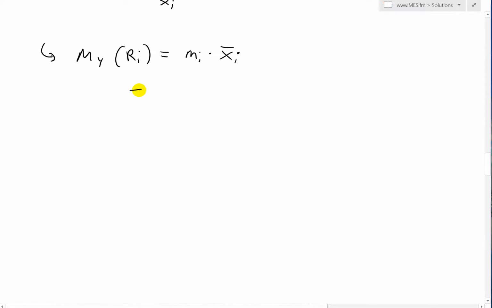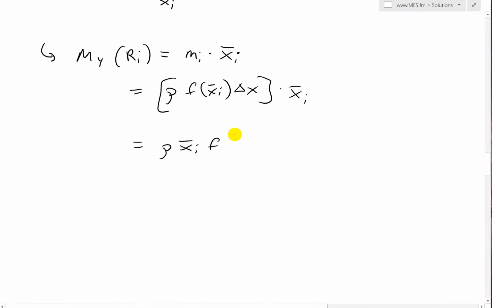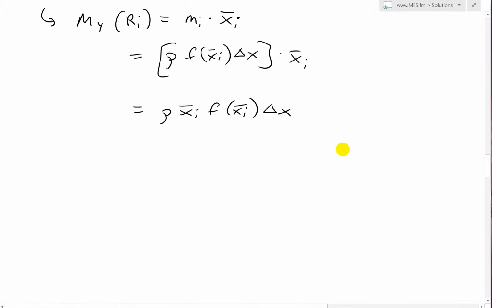And this equals, well, we know the mass is rho times the area, which is f of xi times delta x. That's our mass, times now we have this point, xi center line. Let's just write this a bit neater. So this is going to be like that, times f of xi center line delta x. So that's what we have.